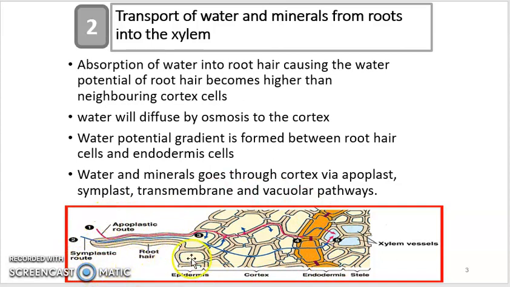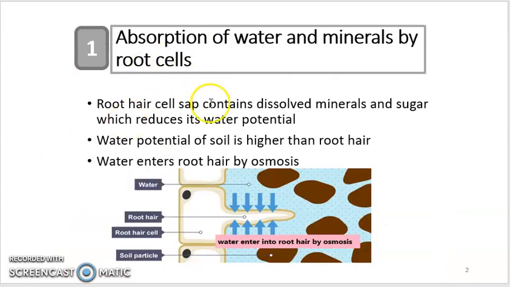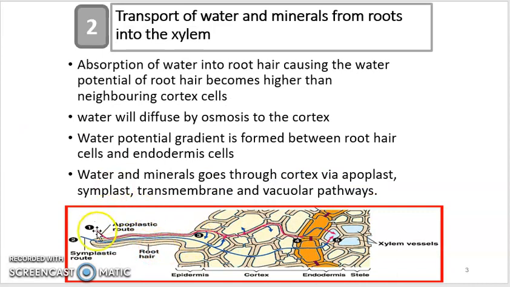Di depan ni adalah root hair, and then here is epidermis. Next this is cortex and then this is endodermis. And then the last one adalah stele. So kita nak tengok macam mana berlakunya transportation of water and mineral ions from root into the xylem. Tadi yang kita discuss sebelum ni adalah how water is absorbed from soil into the root hair. So once water has entered the root hair, apa yang berlaku kepada water and also minerals pada root hair ni, it will be diffused by osmosis to the cortex.